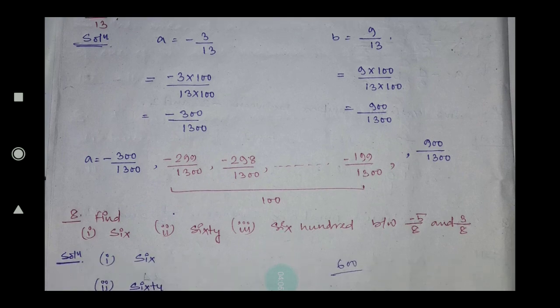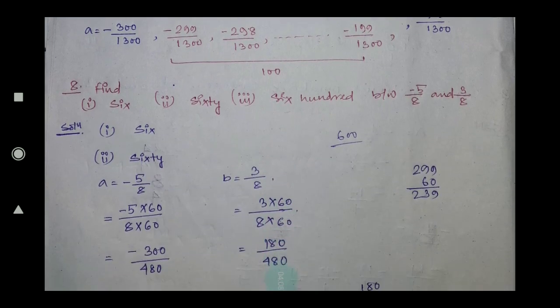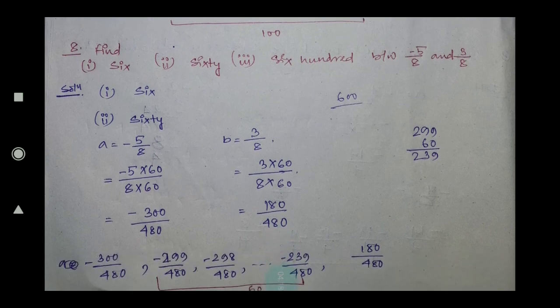Okay, now see question number 8. In question number 8, in 1 you have to find 6 rational numbers, in 2 you have to find 60, in 3 you have to find 600. So I am doing number 2: 60 rational numbers between -5 by 8 and 3 by 8. So A is -5 by 8, B is 3 by 8. In between them how many do we need? We need only 60.